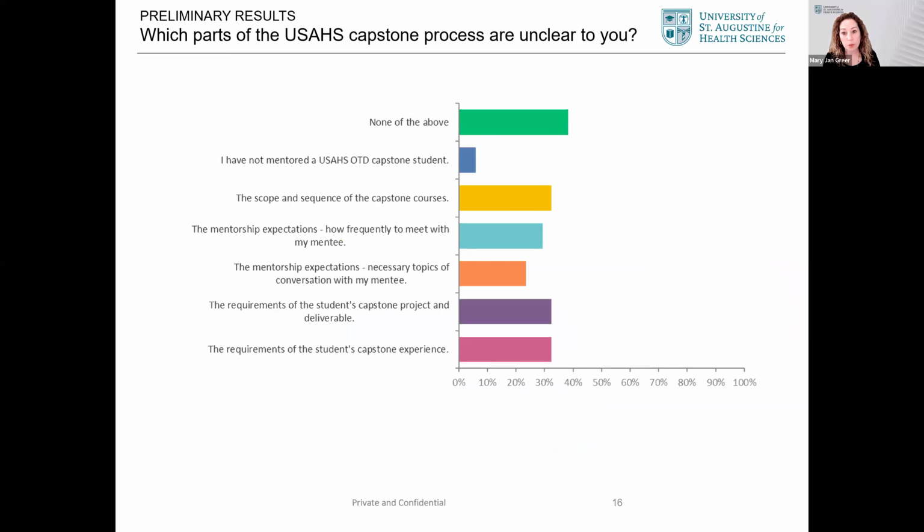We then asked the mentors which parts of the USAHS capstone process were unclear to them. And on a positive note, a little over 40% indicated that none of the parts of the capstone process were unclear. However, areas for improvement are revealed as approximately 30% said the scope and sequence of the capstone courses are unclear. The requirements of the student's capstone project and deliverable are unclear, and the requirements of the student experience were unclear to them. An example of how we'd use these results is that the participants indicated the scope and sequence of the courses is unclear, yet we have this information in our mentor agreement form. This lets us know our current way of communicating this information is not as effective as we want it to be.